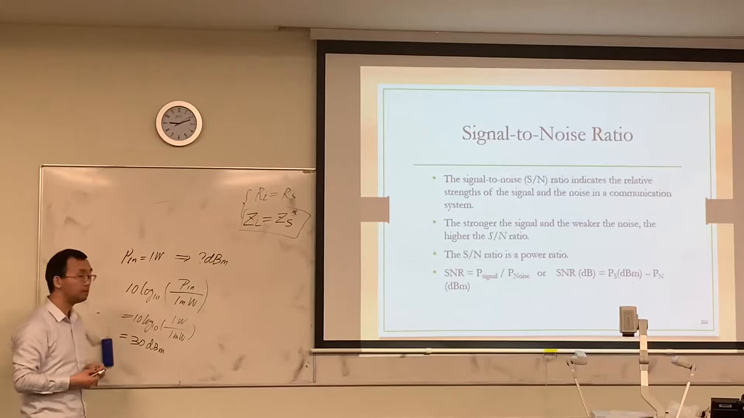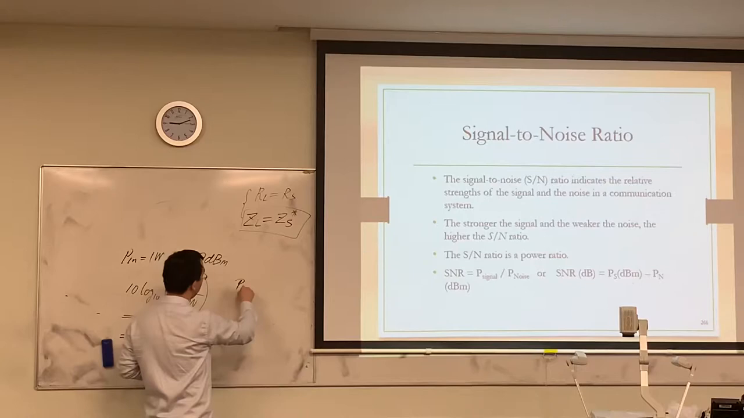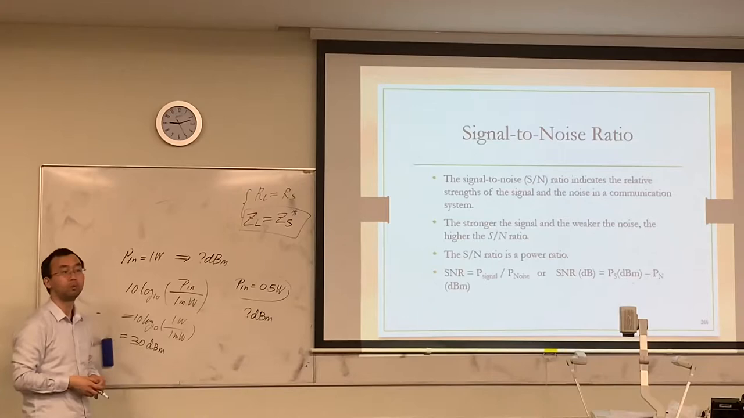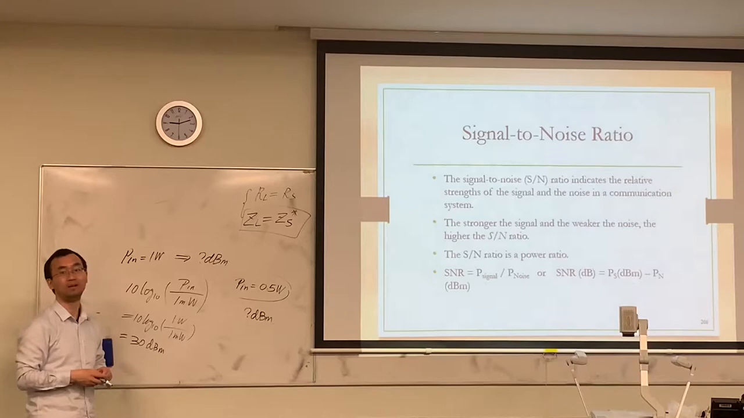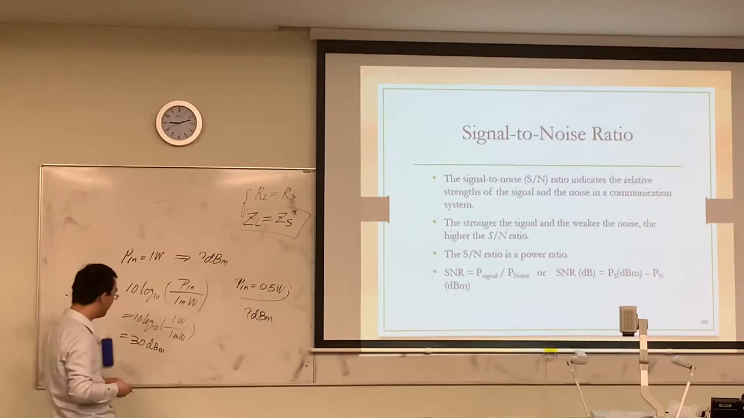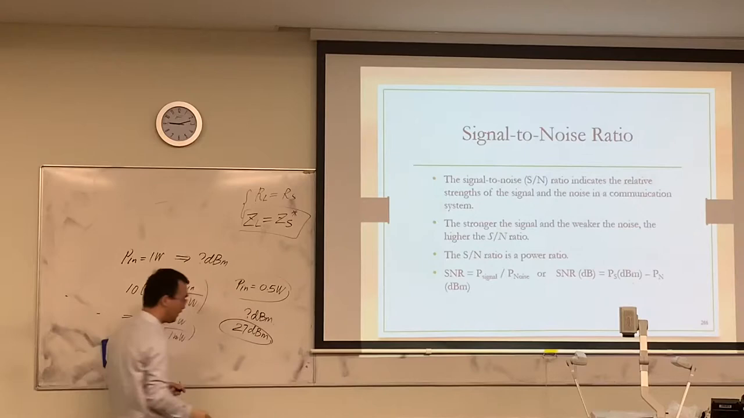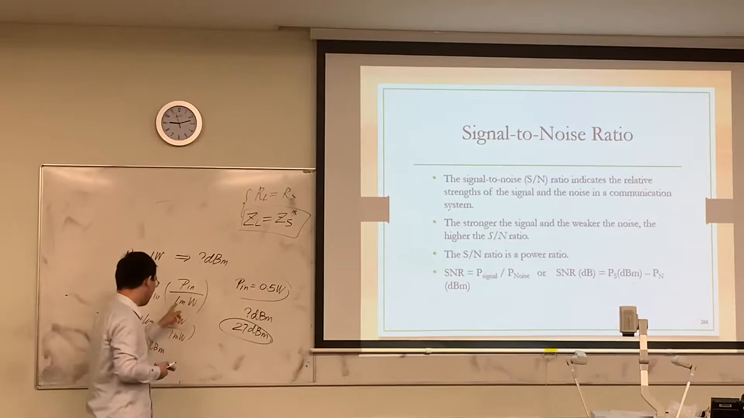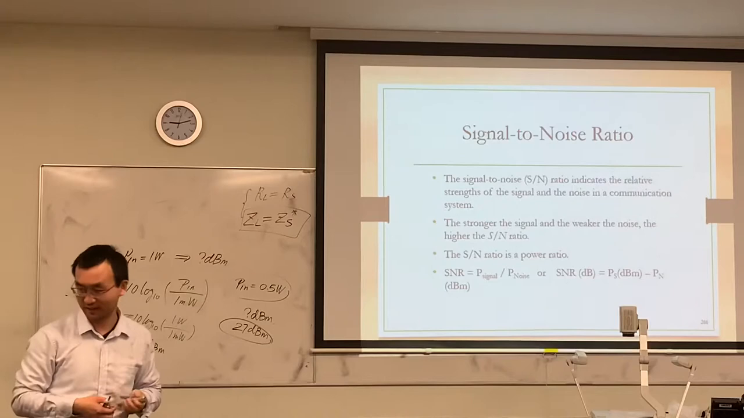Now, without the calculation, let me ask you, if the input is 0.5 watt, how many dBm? You forgot, right? Minus 3 dB. So this will give you 27 dBm. Do you believe me? If you do not believe, take out your calculator and try this: 0.5 divided by 1 milliwatt, then take a logarithm and multiply by 10. You have a calculator on your phone, right?